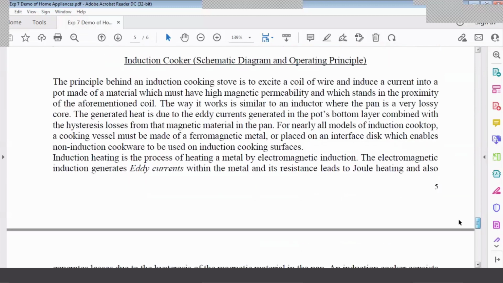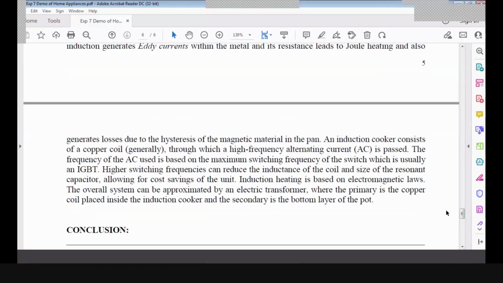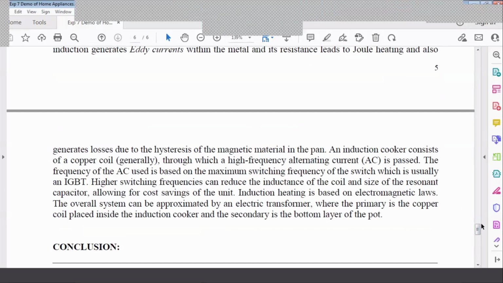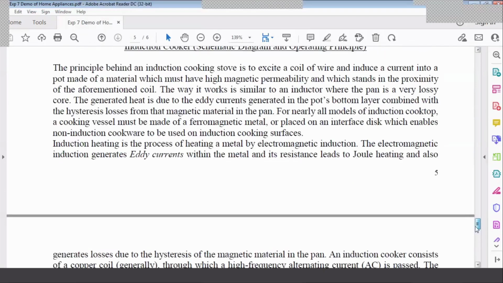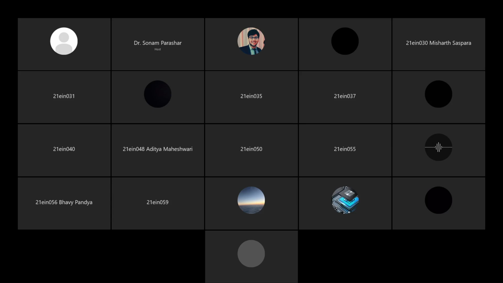Ma'am, the video which you are going to send. Video for the direct working I will send you. Yes, I will share the link, but that is not part of this experiment. This experiment is about home appliances, not about electronic circuit components like diac and triac. But if you want to learn, I can share. I will share it here in the chat box. Wait a minute. Okay, ma'am.